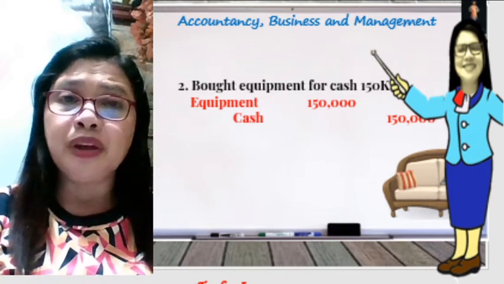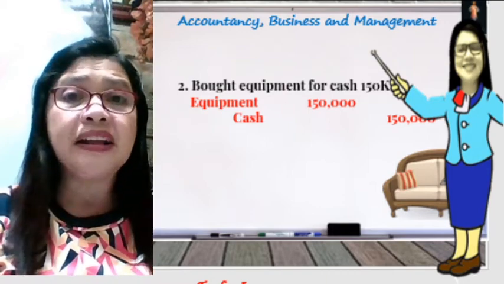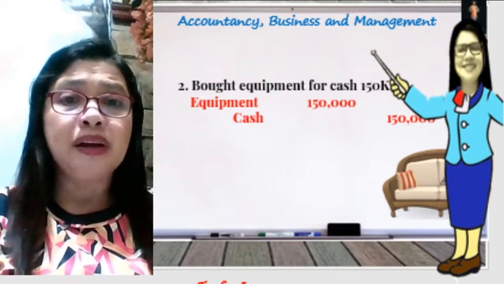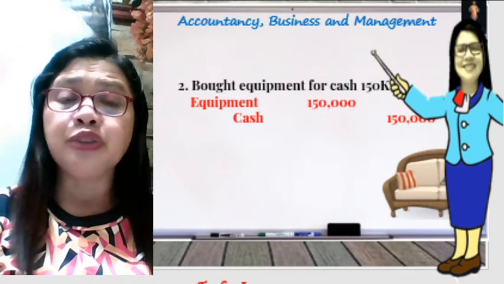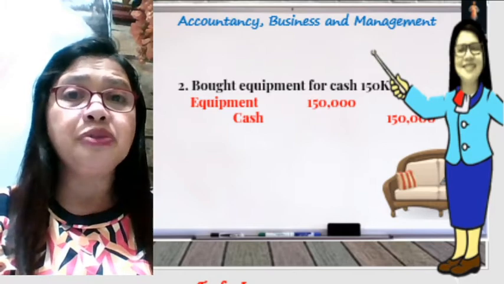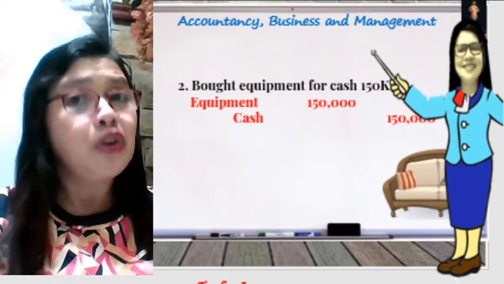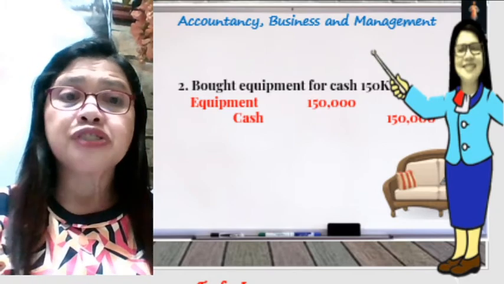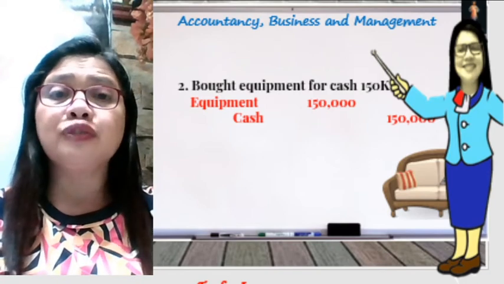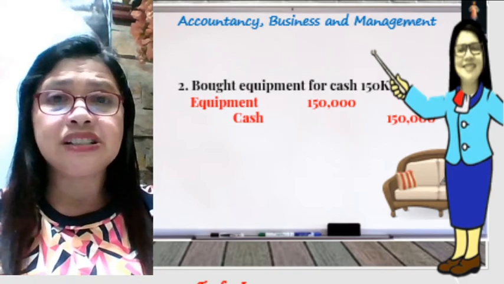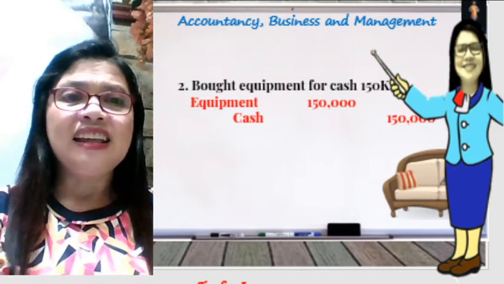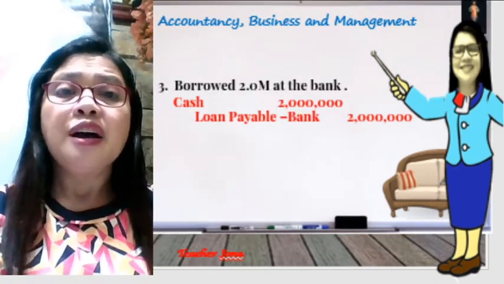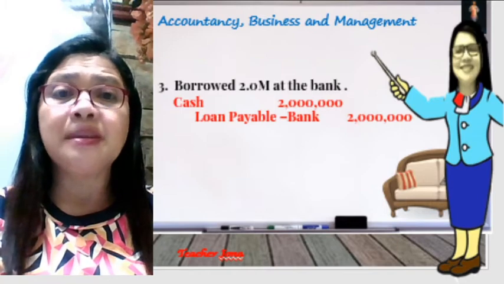So when you disburse cash, you decrease your asset by 150,000. And since asset has a normal debit balance, when you decrease it, what do you do again? Correct, you do the opposite. So you credit cash because of the decrease of cash in the amount of 150,000. Then transaction number 3, borrowed 2 million at the bank.